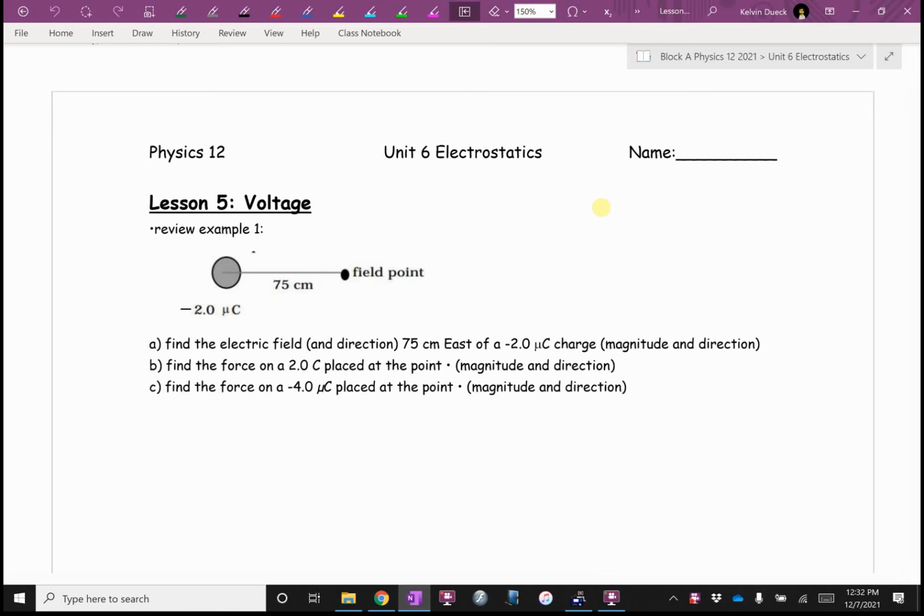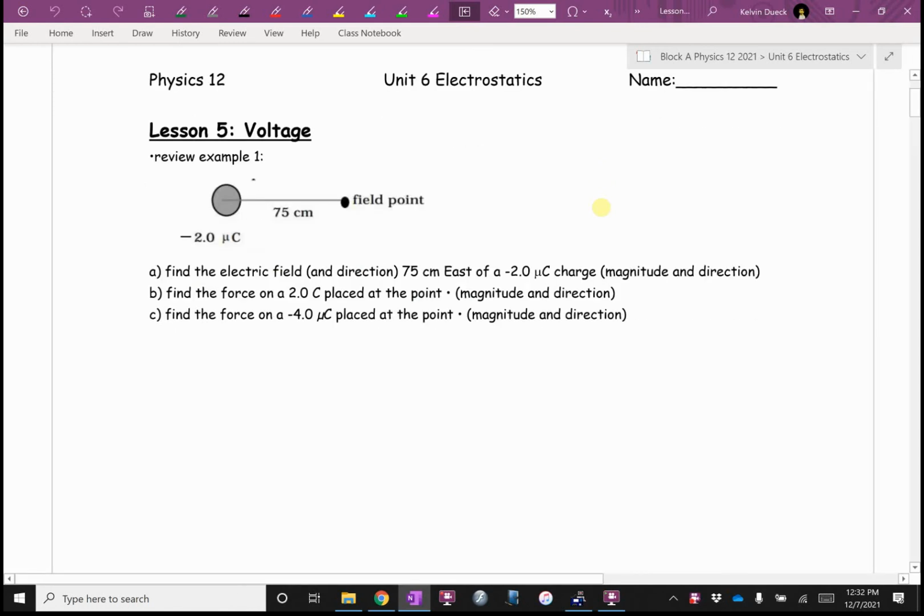What have we learned so far? This, in theory, should be review. Here we have a -2 microcoulomb charge, and we're going to move 75 centimeters to the right. So our field point is right there.